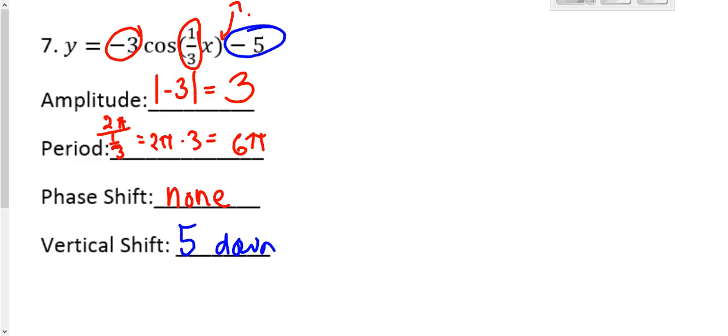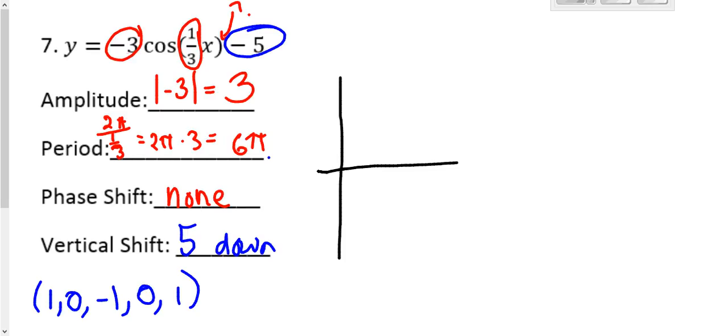Okay, so let's look at the graph. We know that our cosine pattern starts with 1, then 0, then -1, then 0, then 1. There's no phase shift, so once I write my graph, it can start at 0 and it's not going to shift at all. So it's going to go to 6 pi. Half of 6 pi is 3 pi. Halfway in between each of those will be our other increments. So we can take a second and work through that.